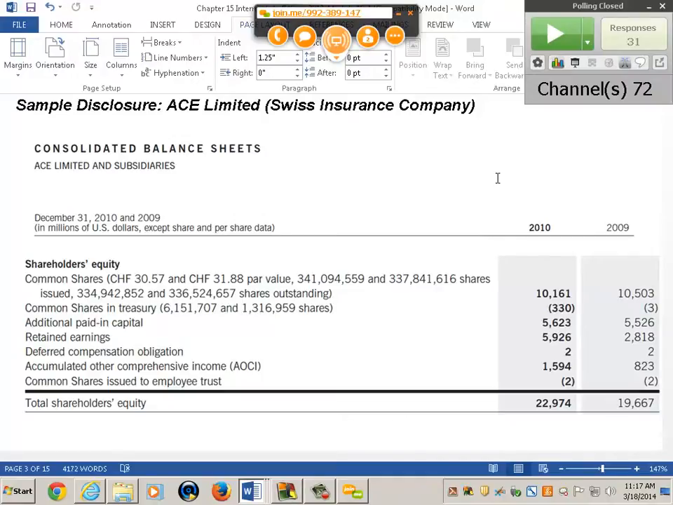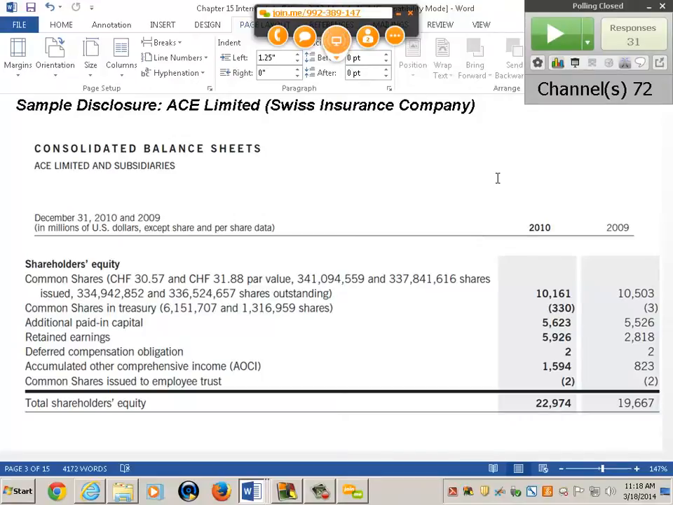So if you take the 341,094,559, which are the shares that are issued, and the treasury stock, and subtract that out, you're going to get the shares outstanding. So the shares outstanding are 334,942. So issued minus treasury will give you the outstanding stock. And that's part of the disclosure here.